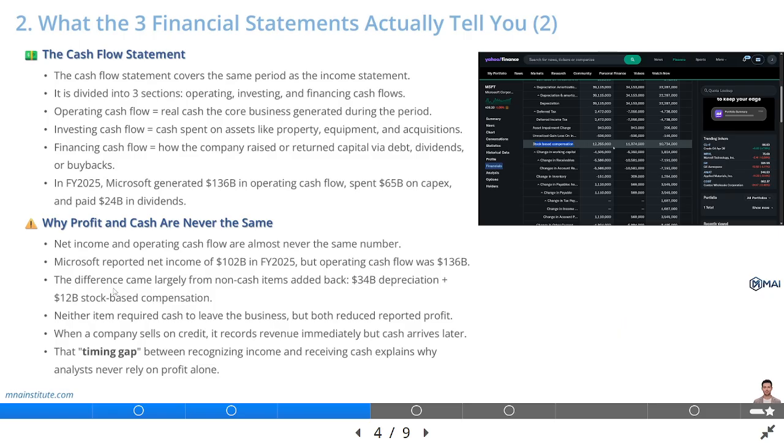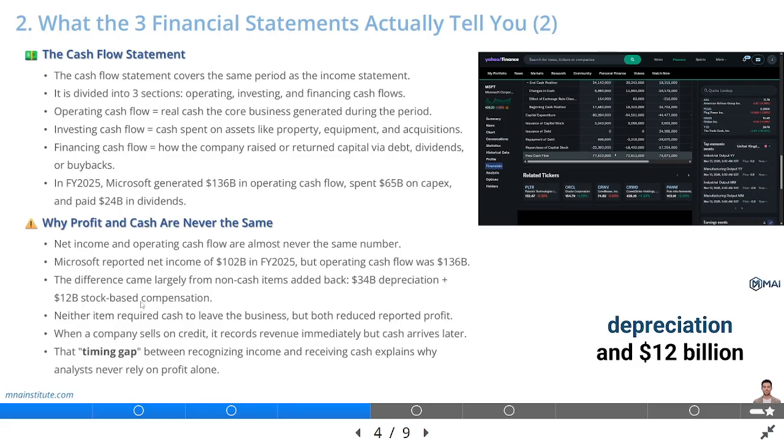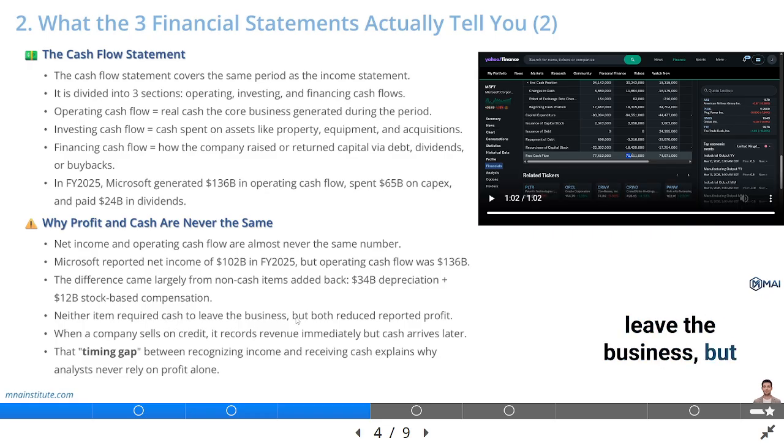The difference came largely from non-cash items added back to net income, including $34 billion of depreciation and $12 billion of stock-based compensation. Neither of those items required any cash to leave the business, but both reduced reported profit. On the other side, when a company sells on credit, it records revenue immediately, but the cash arrives later. That timing gap between recognizing income and receiving cash explains why analysts never rely on profit alone.